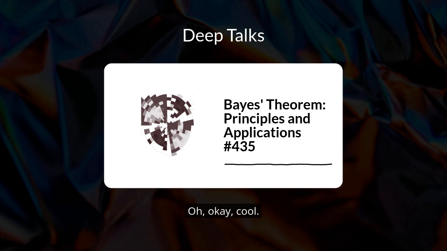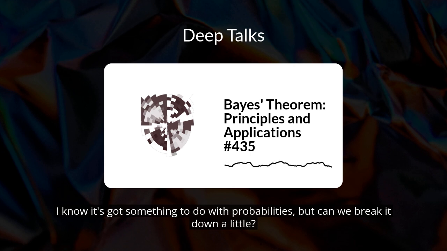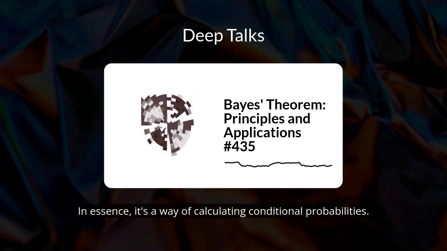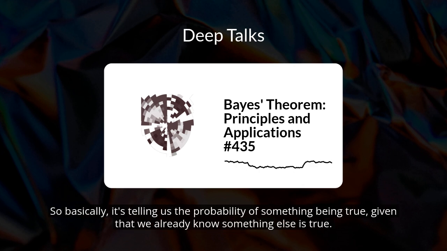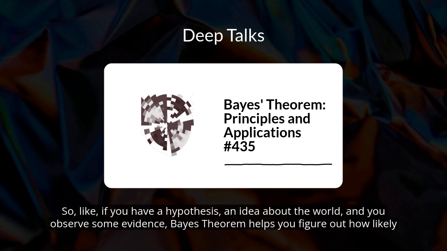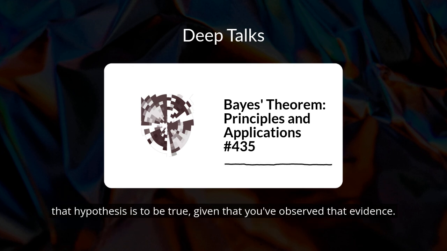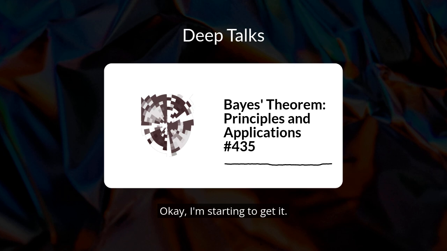Oh, okay, cool. So what is Bayes' theorem really saying? I know it's got something to do with probabilities, but can we break it down a little? Of course. In essence, it's a way of calculating conditional probabilities. So basically, it's telling us the probability of something being true, given that we already know something else is true. So if you have a hypothesis, an idea about the world, and you observe some evidence, Bayes' theorem helps you figure out how likely that hypothesis is to be true, given that you've observed that evidence. Okay, I'm starting to get it, I think.